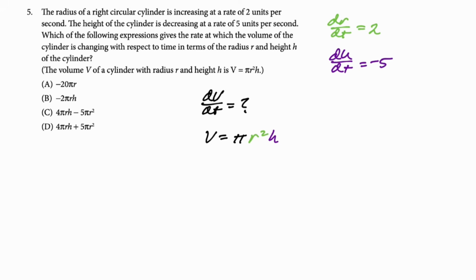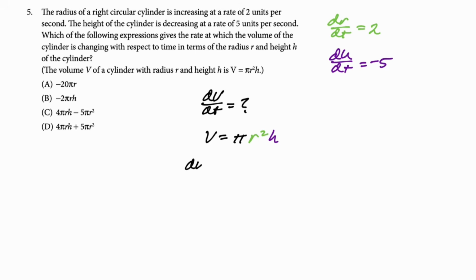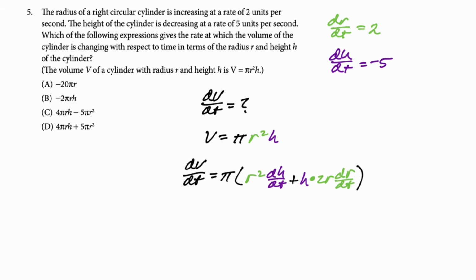So pi is a constant, and then we're just going to use the product rule on r squared times h. So we're going to get dV/dt is pi, the constant, times first, derivative of the second is dh/dt, plus second, derivative of the first is 2r dr/dt. So don't forget, you're always using the chain rule on this. The derivative of every variable is d whatever dt. I think that's the most common mistake.